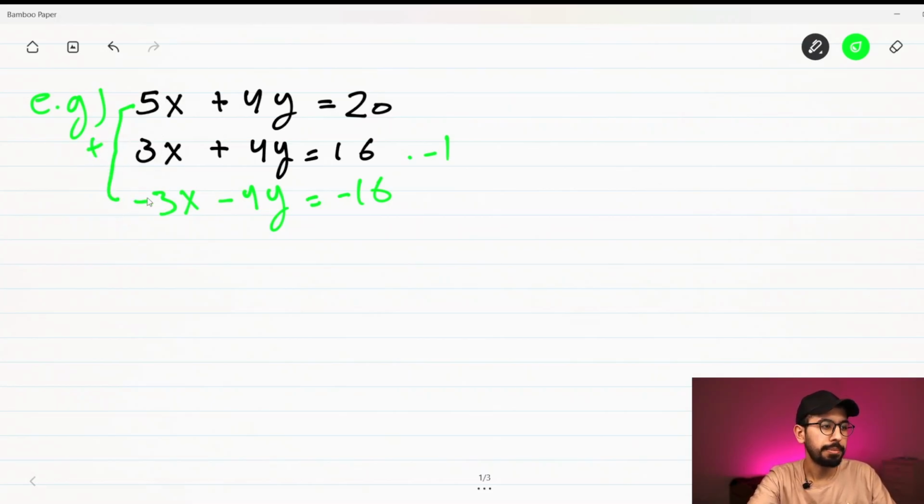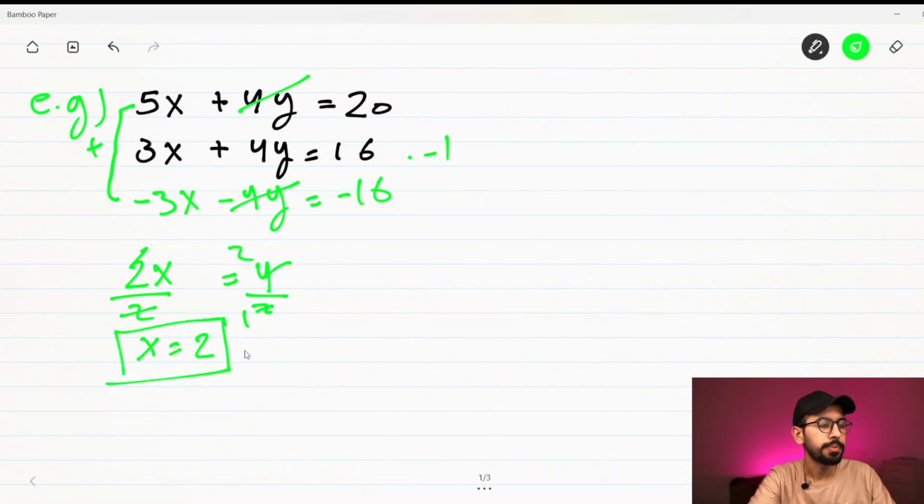5x minus 3 plus minus 3x will be 2x. 4y will eliminate the minus 4y, and we have 20 plus minus 16, which is 4. Then we have 2x, so we need to divide by 2 on both sides in order to get our x alone on one side. So our x will be equal to 2. Now we take this exact value of x and put it in one of these equations in order to get the value of y.